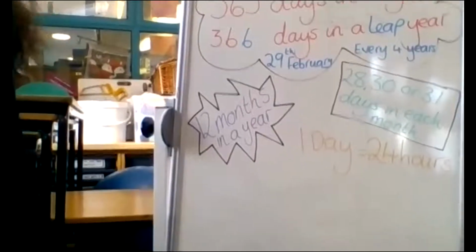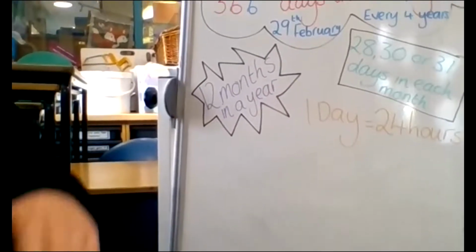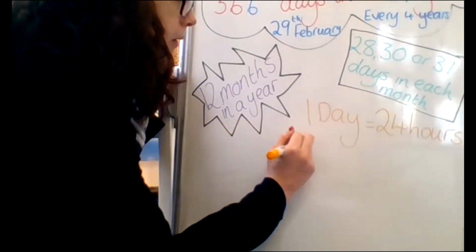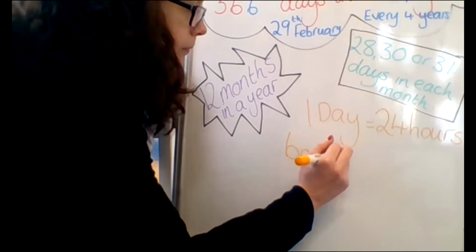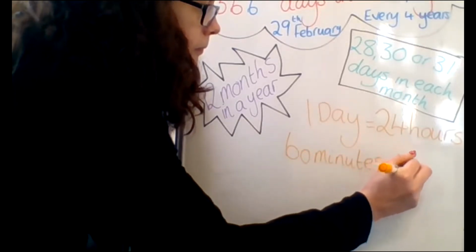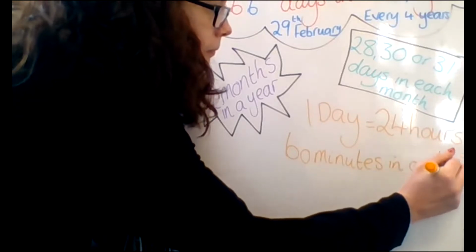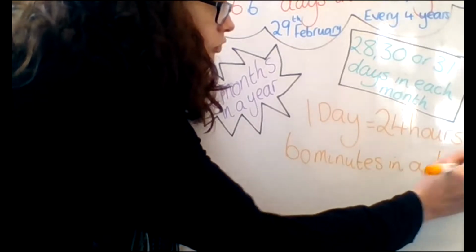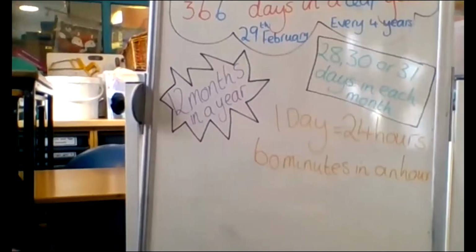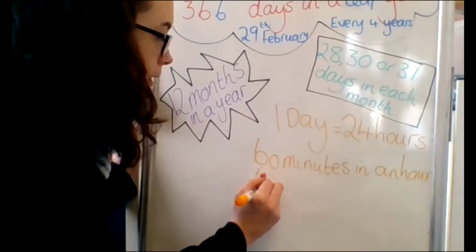So one day equals 24 hours. We've got 60 minutes in an hour. Just squeeze that one in there. You can see that there. Okay, so there's 60 minutes in an hour and there's 60 seconds in a minute.